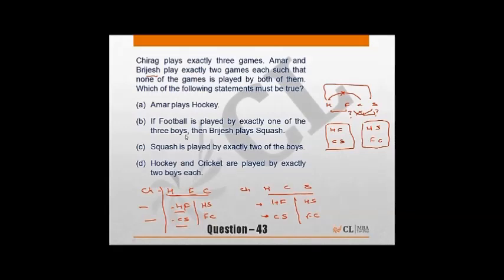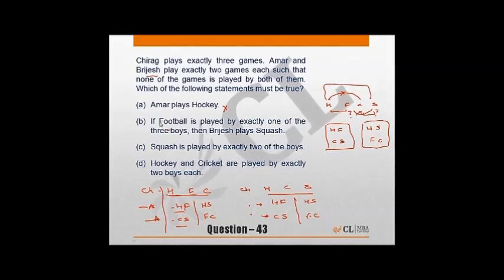Statement A: Amar plays hockey. Chirag plays hockey, we are sure, but Amar could be this or Amar could be here also. Similarly out here, Amar could be here, Amar could be here, so we cannot say for sure. So we cannot be sure statement A is correct, hence it has to be eliminated.